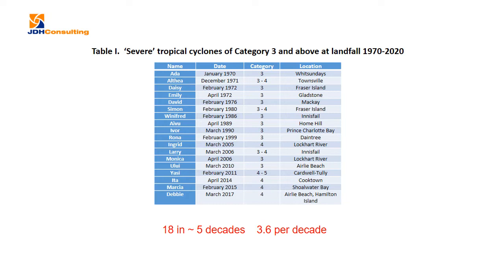So 18 category 3 and above cyclones impacting the coast over 5 decades, that's 3.6 per decade. By coincidence, that's actually the same figure we had a couple of slides ago, based on the footprint and the wind speed from AS/NZS 1170.2.